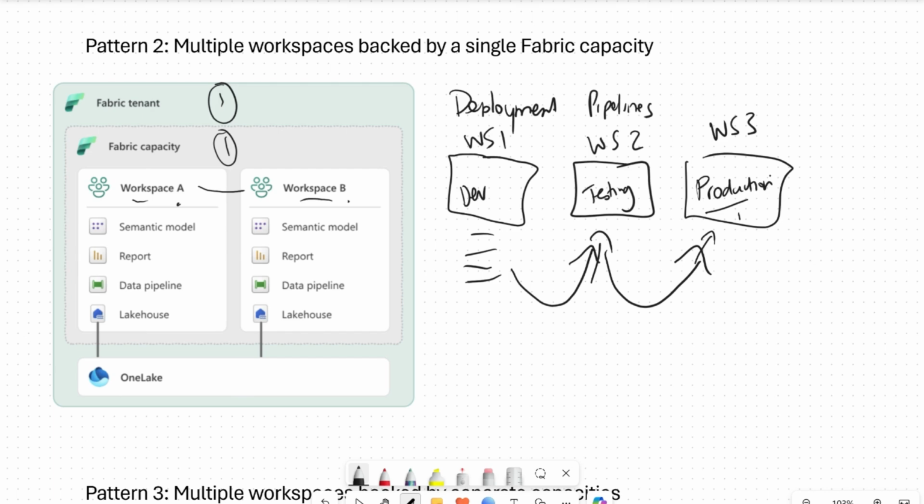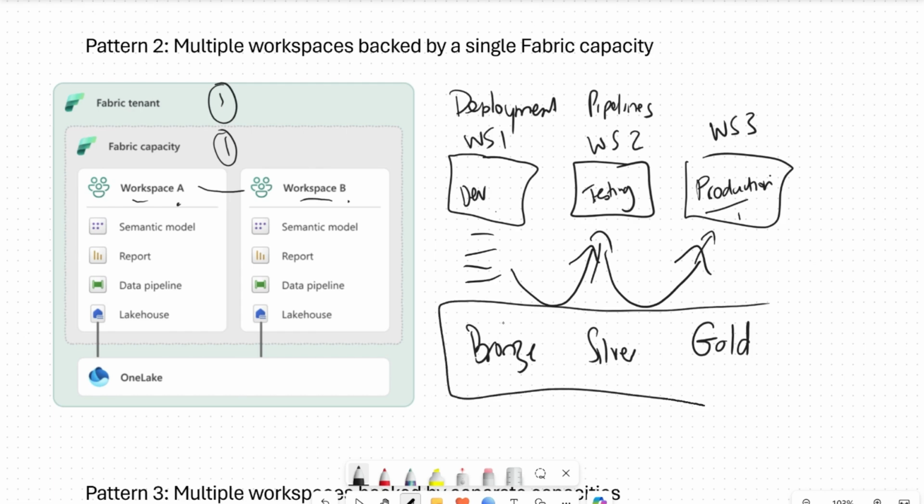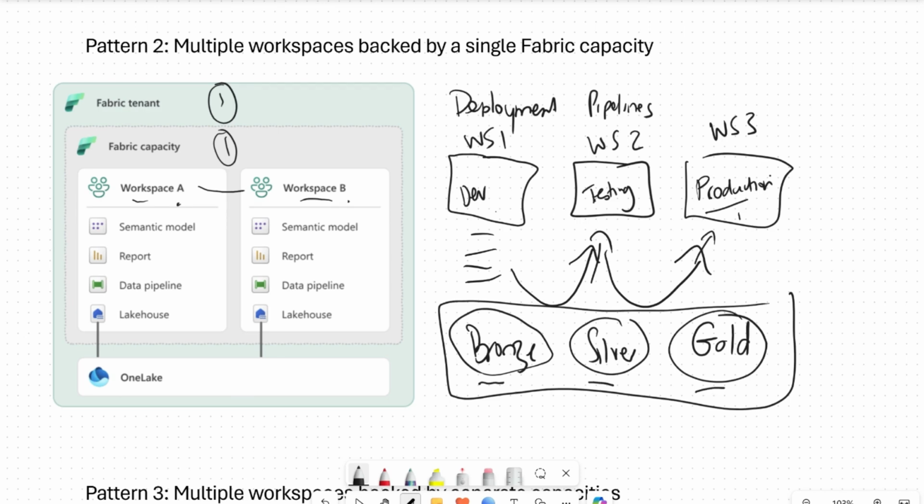So that's the advantage of using deployment pipelines. They also talk about how you can use the medallion architecture for having different workspaces: the bronze in one workspace, the silver in another, and the gold in another workspace. I'm not a huge fan of that. What I'd rather do is have my bronze, silver, and gold within a lakehouse, because that's the lakehouse architecture. In other ways of saying it, it could be conformed, enriched, curated.